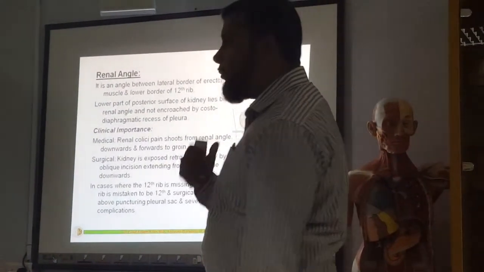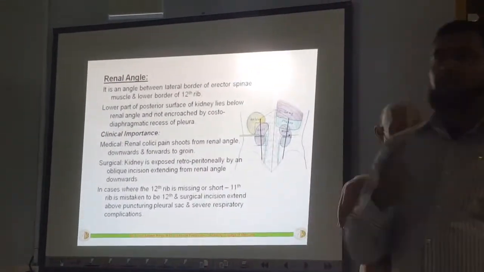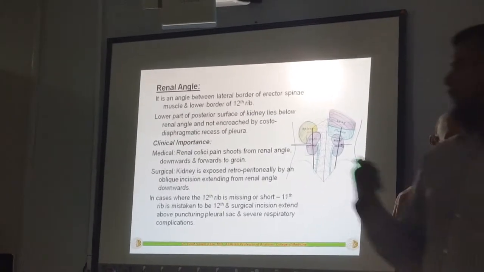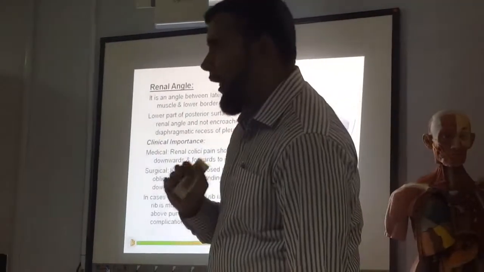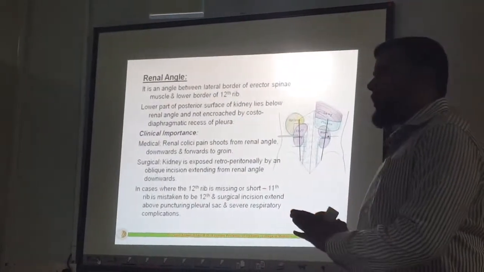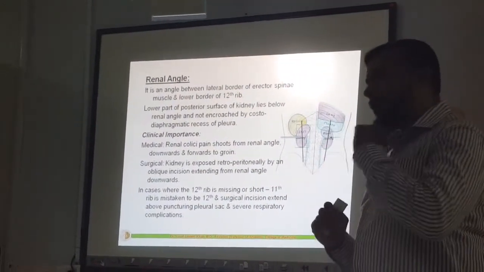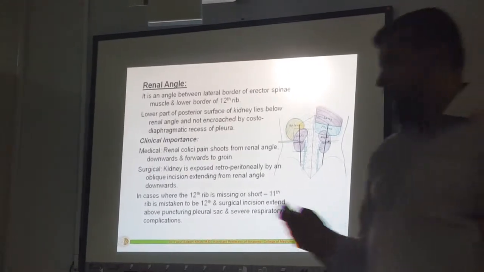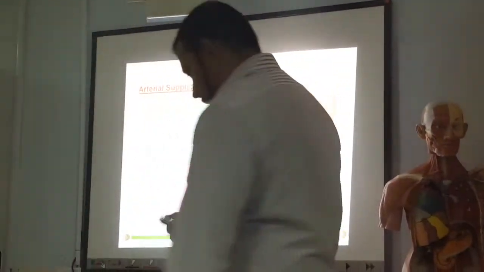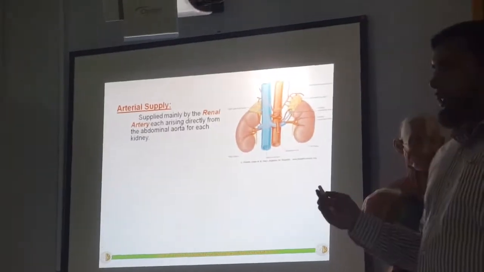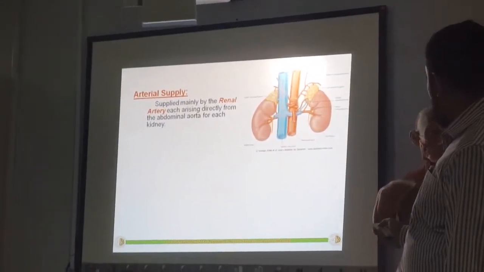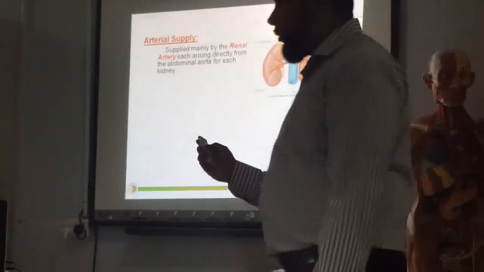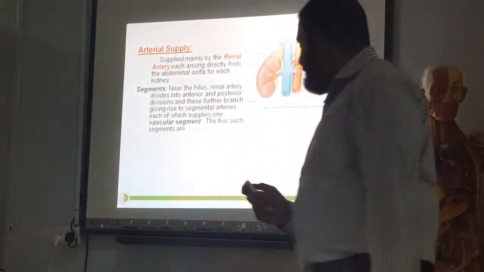In the examination there might be a short note related to that. If they ask you what is the renal angle, you should be able to tell it is the angle between the lateral border of the erector spinae muscle and the 12th rib. Then you can mention the clinical importance. Coming to the blood supply, it is supplied by, as you can see, a thick artery called the renal artery. It is a branch from the abdominal aorta.